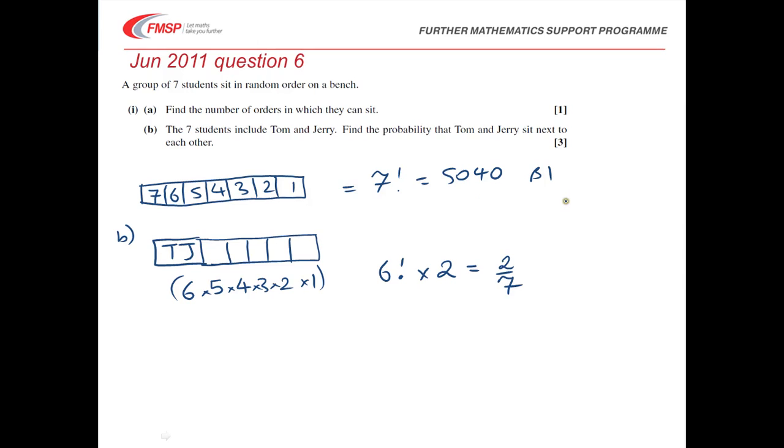Okay, so you get a method mark here for recognizing that it's 6 factorial. You get another method mark for realizing that TJ and JT means that you're doubling how many possible options there are. And then you get an accuracy mark for the final bit.